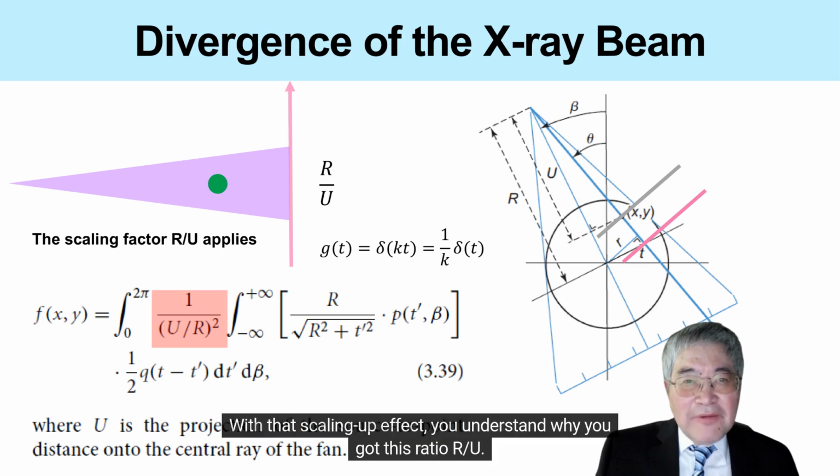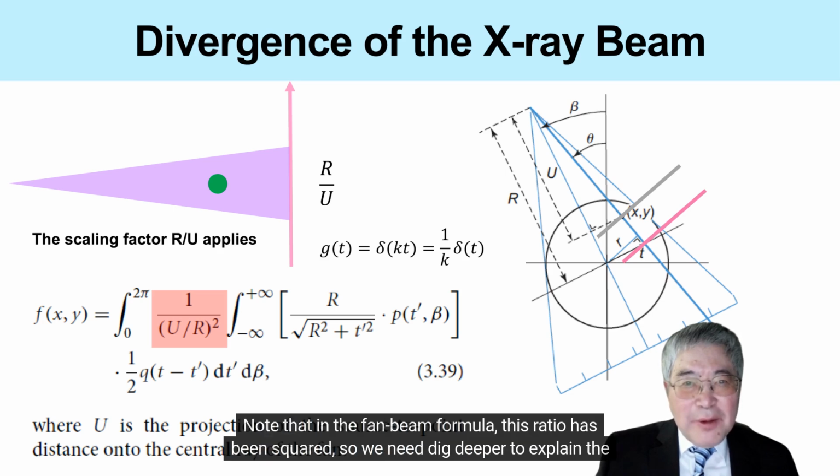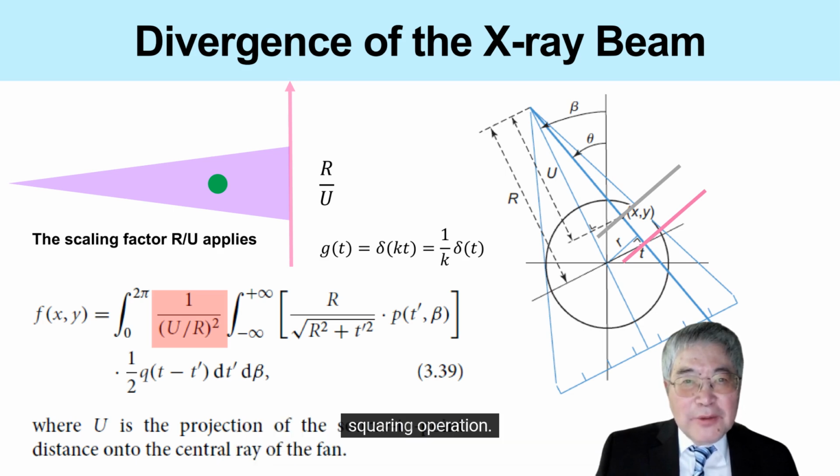With that scaling up effect, you understand why you got this ratio R over U. Clearly, this green dot will be magnified by this factor. Note that in the fan beam formula, this ratio has been squared, so we need to dig deeper to explain the squaring operation.